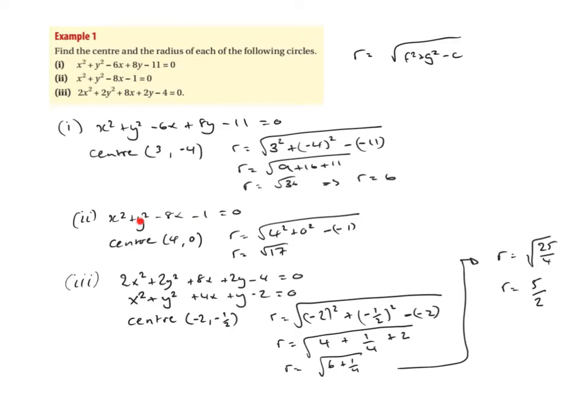Just be aware that with the second one here, where you have the minus 8x and there are no y's, a lot of people make the mistake of just getting this number here, halving it and using it for the centre. If there is no y value, therefore it's 0.